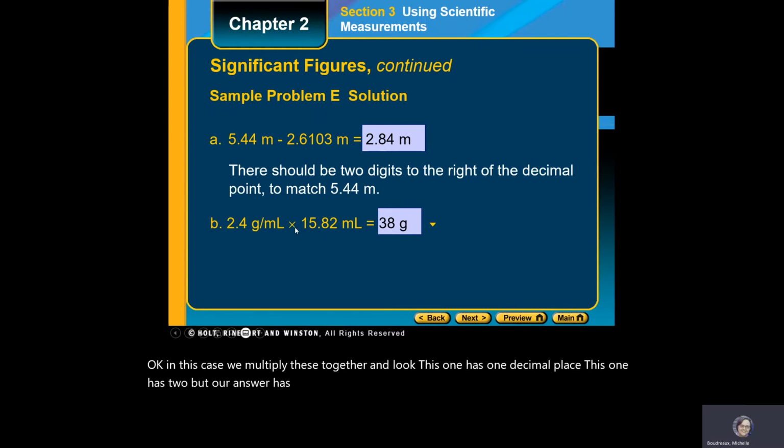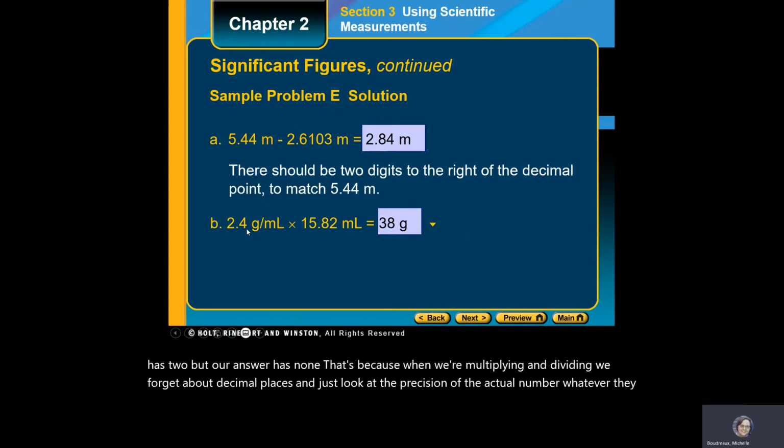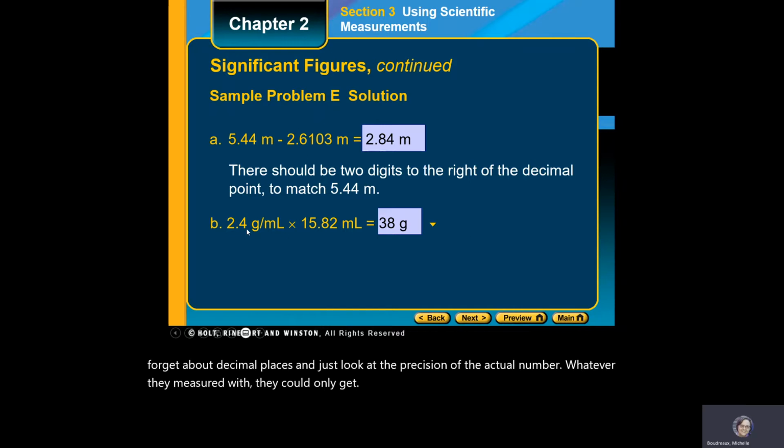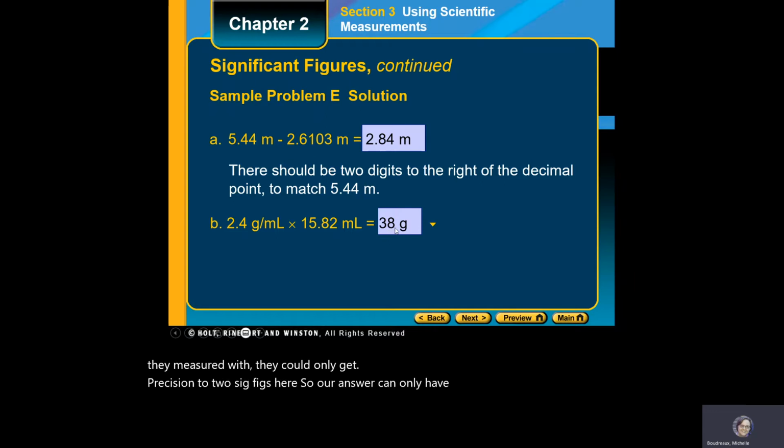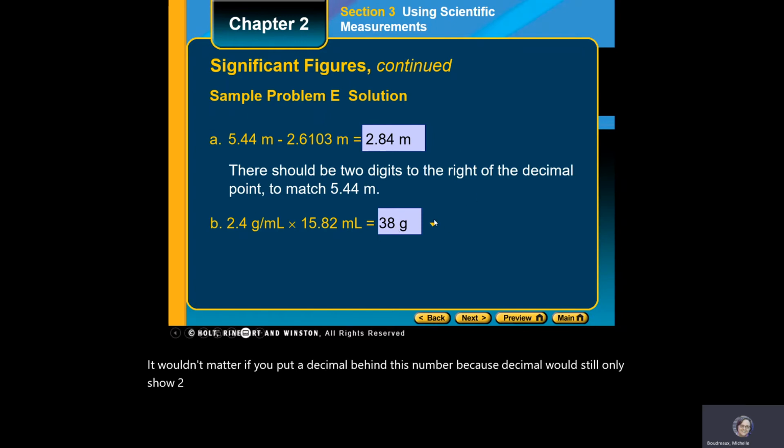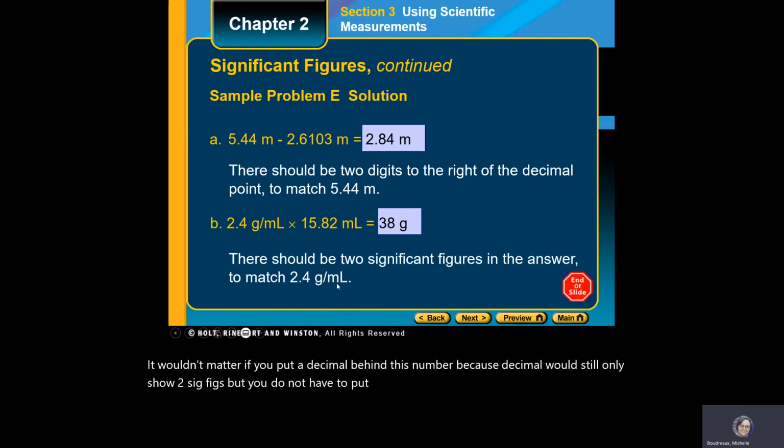That's because when we're multiplying and dividing, we forget about decimal places and just look at the precision of the actual number. Whatever they measured with, they could only get precision to 2 sig figs here. So our answer can only have 2 sig figs. It wouldn't matter if you put a decimal behind this number because a decimal would still only show 2 sig figs, but you do not have to put that. And of course, again, showing you the 2 sig figs that drove the answer to have 2 sig figs.